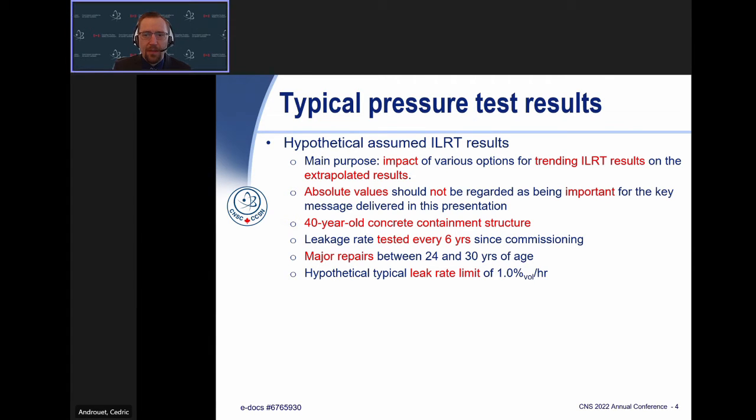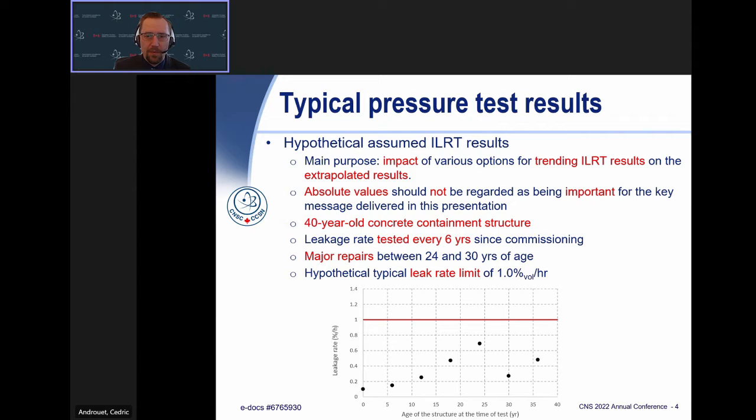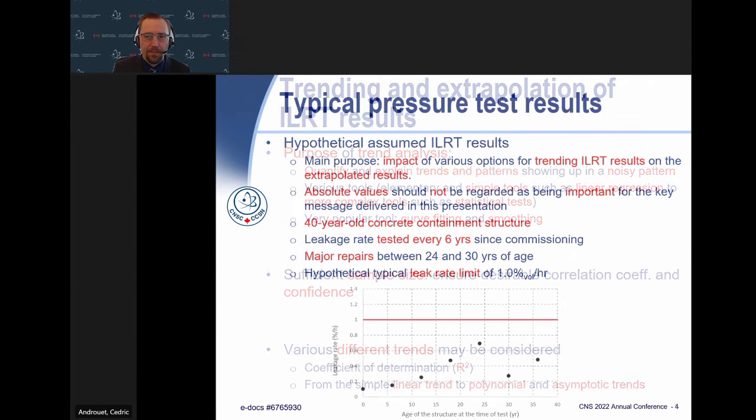So the assumed NPP structure is a 40-year-old concrete containment. It has been pressure tested at its positive design pressure every 6 years since commissioning, and it underwent major repairs between the full design pressure tests carried out at 24 and 30 years of age. For illustration purposes, a hypothetical typical leak rate limit of 1% volume per day would be assumed. So these are the assumed ILRT results that would be used throughout the presentation.